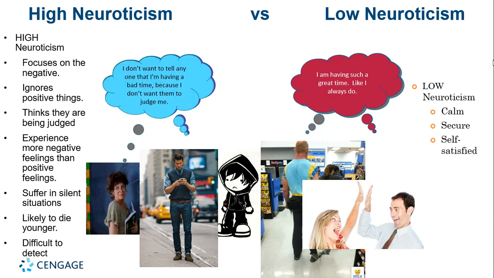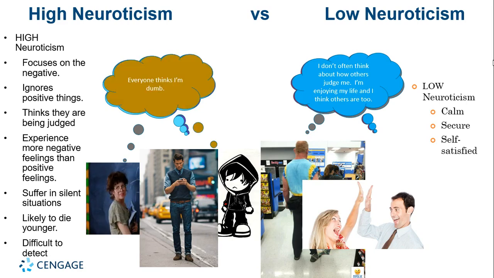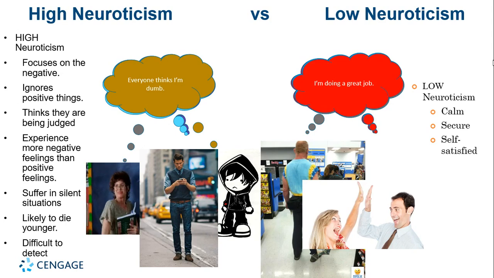People who are highly neurotic might say, I don't want to tell anyone that I'm having a bad time because I don't want them to judge me. Whereas people who are low in neuroticism might think, I don't often think about how other people judge me. I'm enjoying my life, and I think other people are enjoying their life too. Someone who's neurotic might say, everyone thinks I'm dumb or everybody thinks I'm bad. Whereas someone who's low in neuroticism might think, I'm doing a great job.